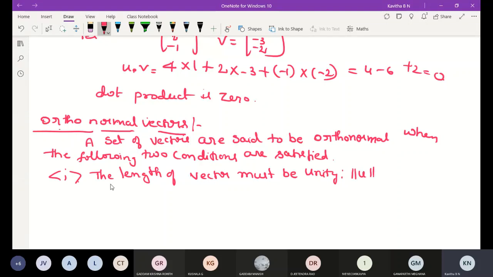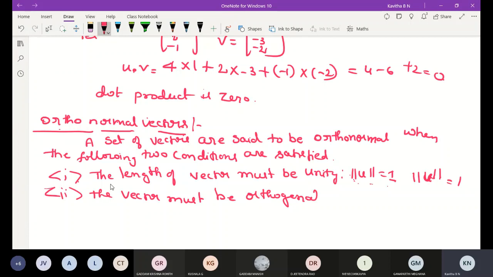That means for orthonormal vectors, the length of u is equal to 1 and the length of v is equal to 1. Then the second one: the vectors must be orthogonal, that is, u dot v is equal to 0. The vectors must be orthogonal, u dot v equals 0.